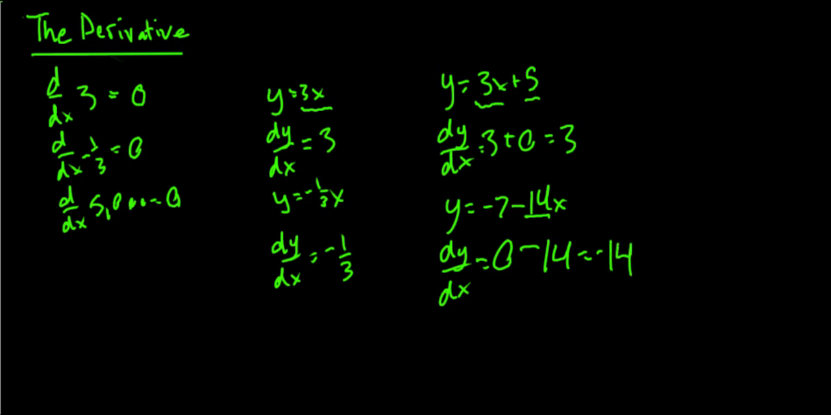So now we've got very basic properties out of the way. The derivative of any constant is 0. The derivative of a constant and a multiple is just going to be the constant. And then we can add and subtract. We can distribute the derivative to each part of the addition or subtraction. So now we'll start getting into the rules.